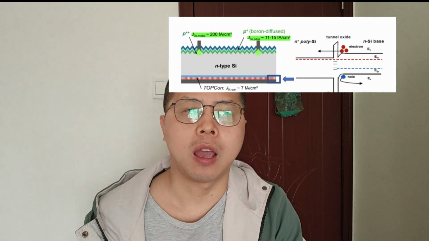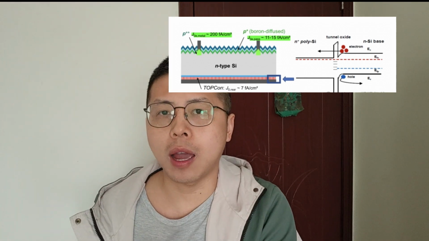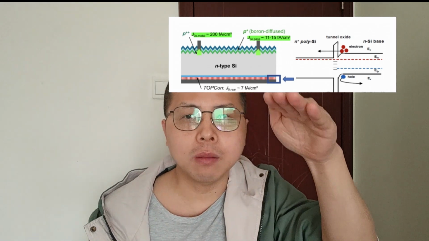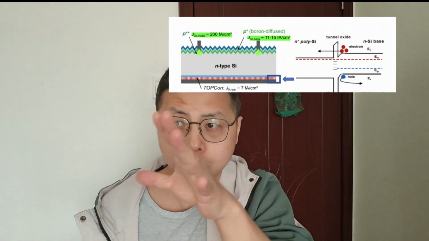So passivation is precisely how I describe it: it solves the problem, making the contact between the contact and the silicon have better passivation, so that it improves the efficiency of the solar cell.